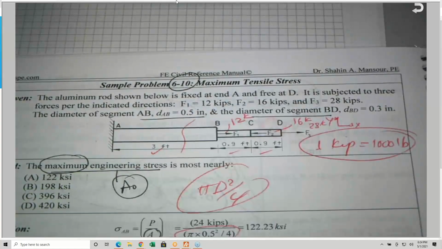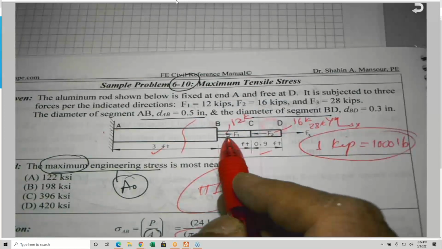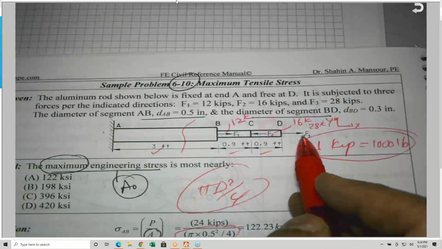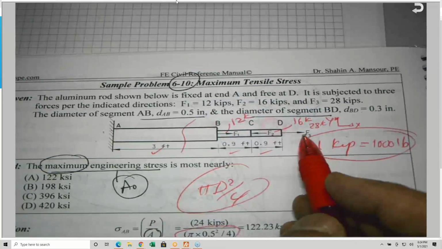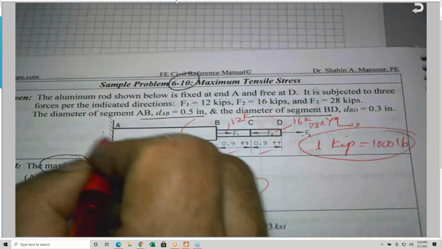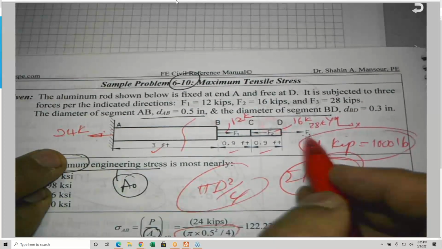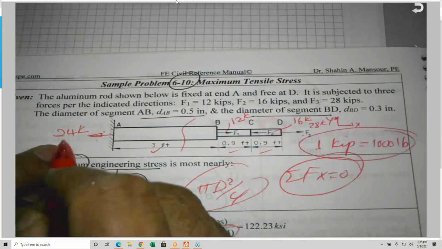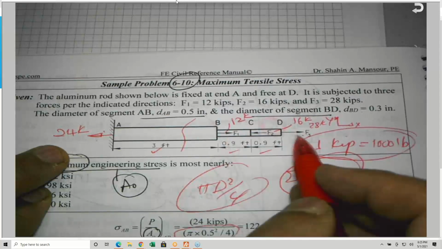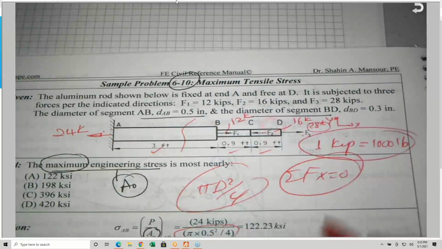So when you come to this section here, section AB, if you cut, how much force is acting here? I have 12 plus 28. This is 40. But 40 and 16 are in the opposite direction. So the difference between 40 and 16 is what? 24. And in fact, this reaction here, by the way, is 24, because again, equilibrium, sigma force X equals 0. I have 16 plus 24 is 40, and 12 and 28 is 40. Bingo. So the equilibrium equation is satisfied. So this section has 24 kips.